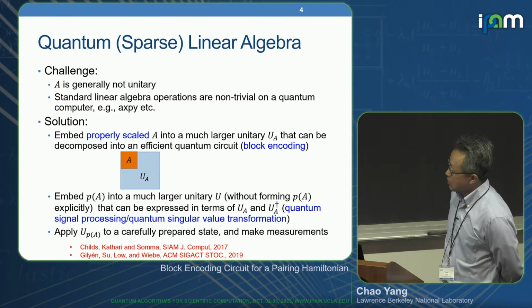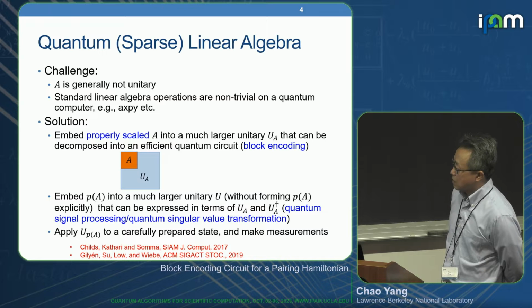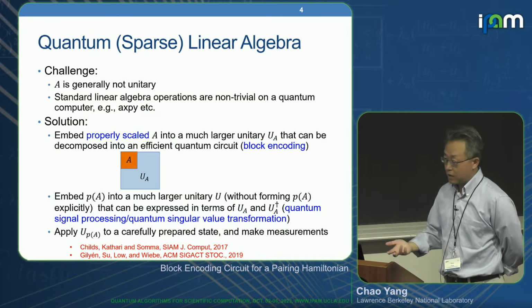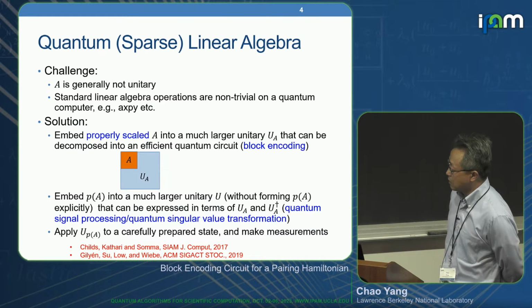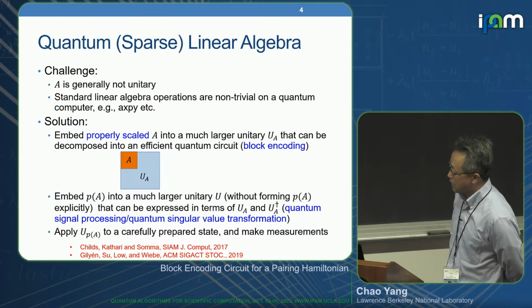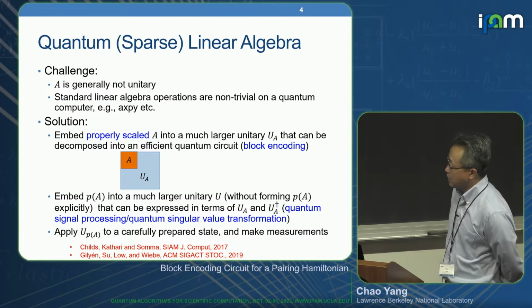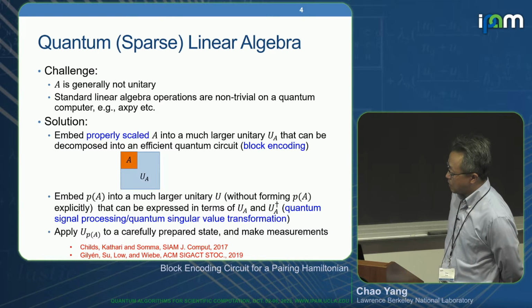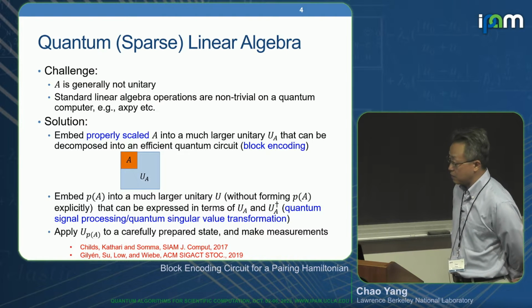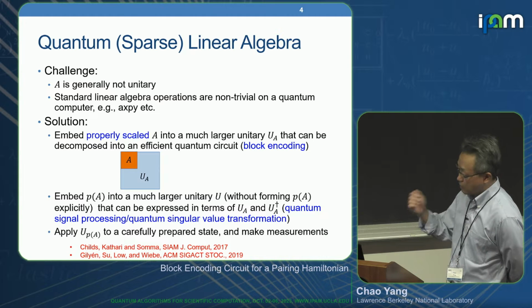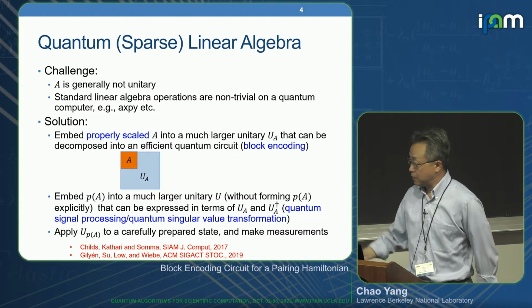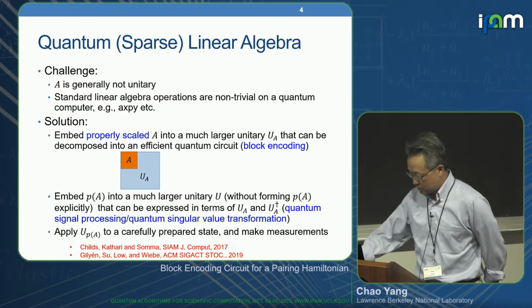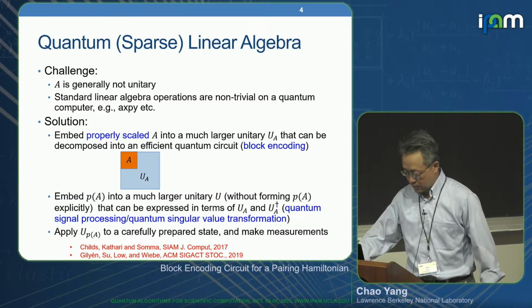In addition to block encoding A, you can also block encode the polynomial of A. So this is basically through QSP and quantum singular value transformation. And then if you can do that, you can express the block encoding of P(A) in terms of block encoding A, and then you can apply that unitary to a carefully prepared state and make measurements to get your solution.